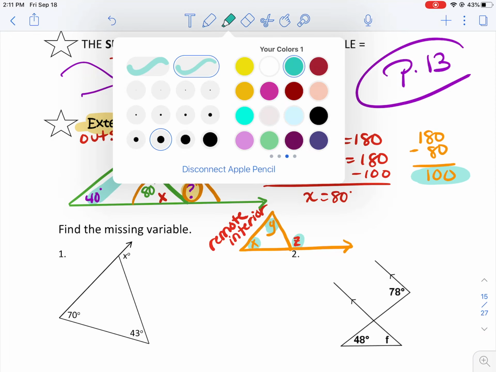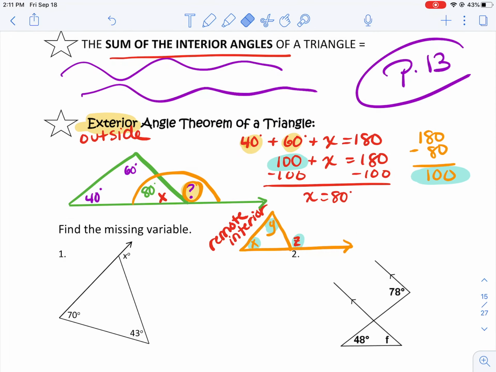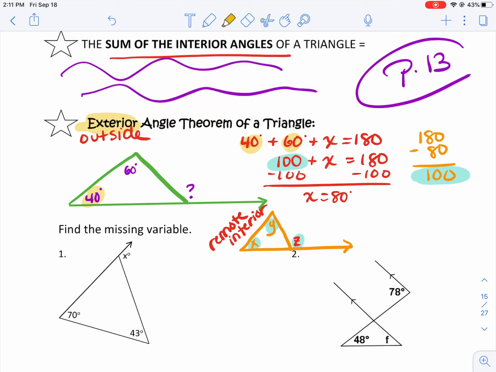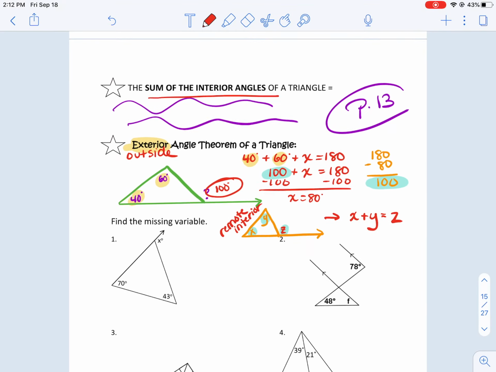So let's just check in our picture again. If I look back at our original picture that we started with before the 80, if I have 40 and 60, together that should be 100, which it is. So our rule is that if I take the two remote interior angles, again inside, that should equal the outside. So let's do an example to show you.